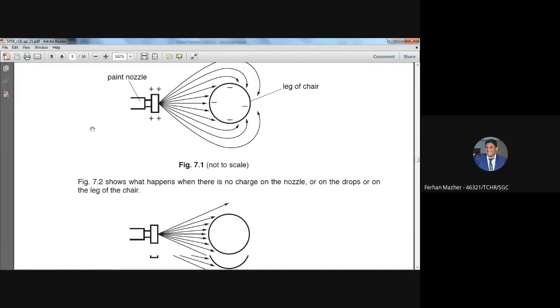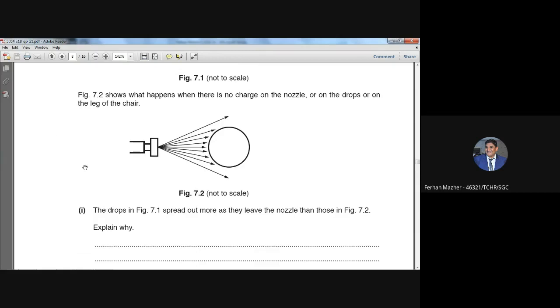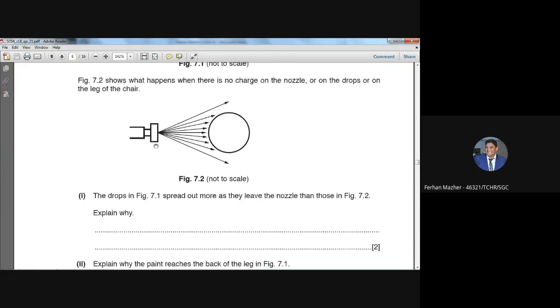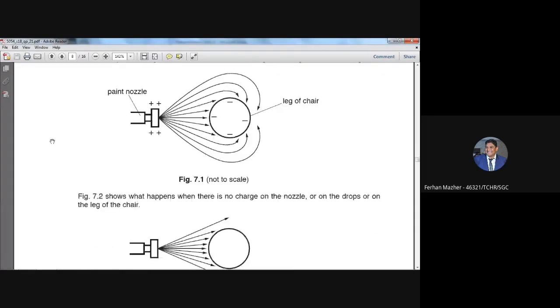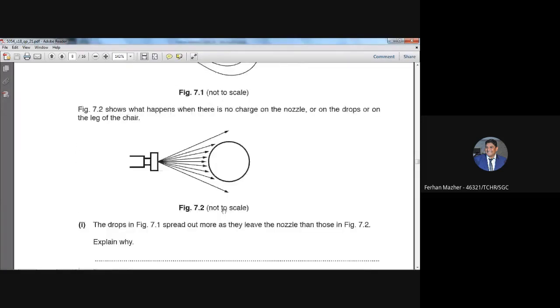Okay, figure 7.2 shows what happens when there is no charge on the nozzle or on the drops or on the leg of the chair. So this is a situation in which the droplets of paint are coming out, but they are not charged. This nozzle is not charged, the droplets are not charged, this leg of the chair is not charged. But in figure 7.1, the droplets were positively charged, the leg was negatively charged. But here, neither the leg nor the droplets are charged. I hope you understand this story.